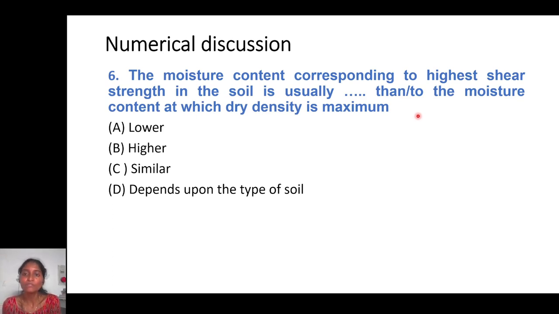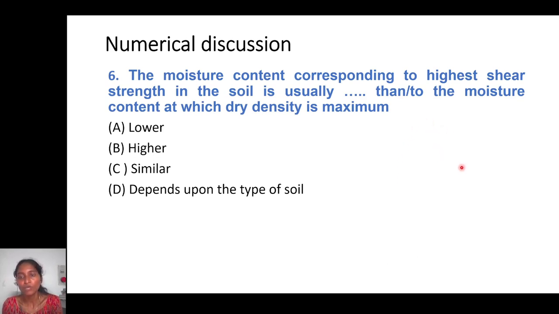So the OMC curve, whatever you are seeing, is actually for maximum dry density. This is not the shear strength. So now the question is, let us say OMC is in the middle, at optimum dry density. If I want maximum shear strength, will my OMC be lower than the maximum dry density or higher? I will explain the reason why, but I wanted one of you to type in the chat box.